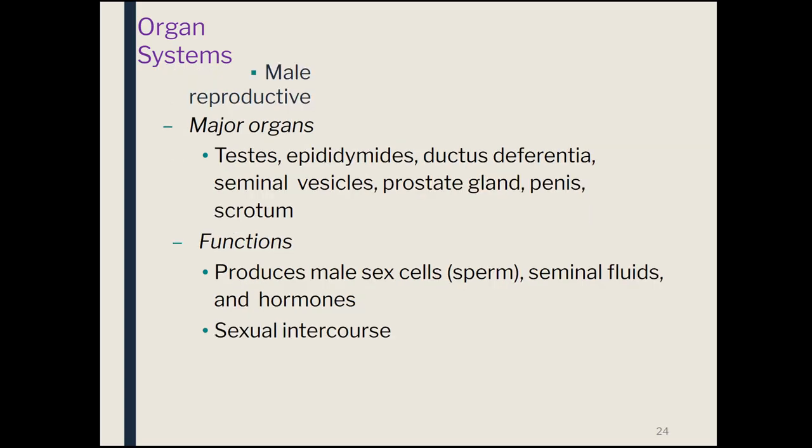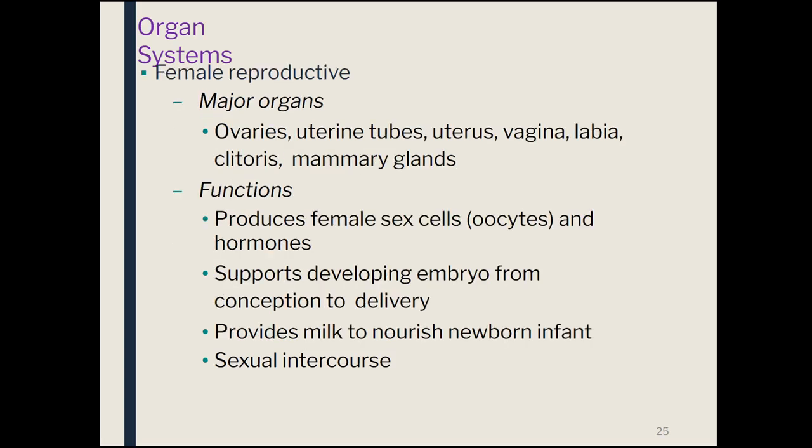And then we had our reproductive systems. We have our testes, epididymis, ductus deferens, seminal vesicles, prostate gland, penis, and scrotum, and ovaries, uterine tubes, uterus, vagina, labia, clitoris, mammary glands. Both will have a specific type of sex cell and different hormones, which is going to help in supporting the reproductive system.